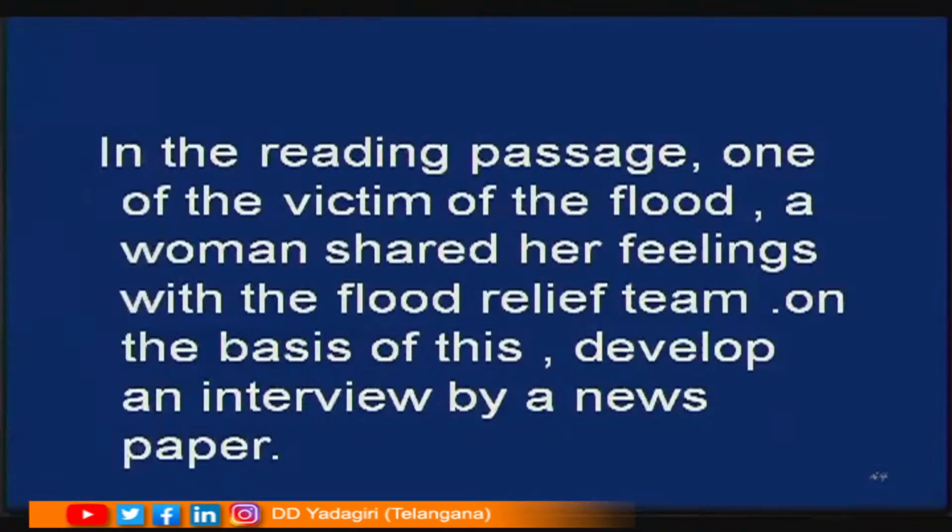Children, now I am going to give a task based on the lesson. In the reading passage, one of the victims of the flood, a woman, shared her feelings with the flood relief team. On the basis of this, develop an interview for a newspaper. Here is an example of an interview presented in the classroom.